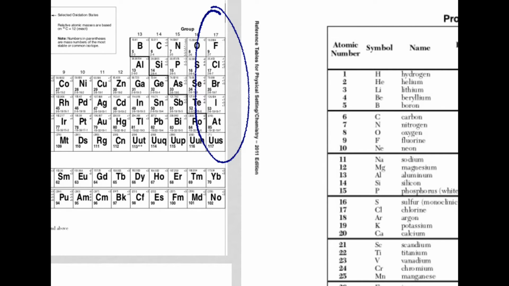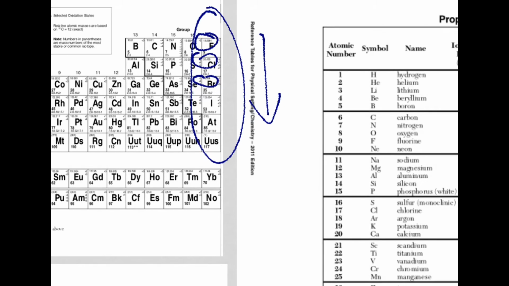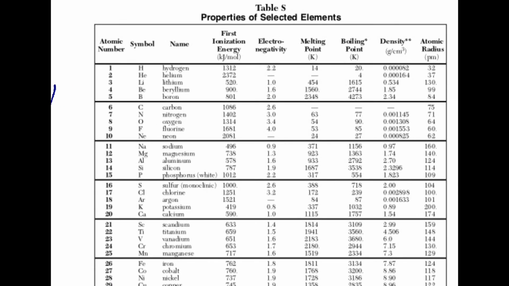All you need to do is take a look at the first 3 or 4 elements to see what's happening. As far as atomic mass, it's increasing as you go down the group. Next one, atomic radius. Well, the size of the atoms isn't here. You have to go to reference table S. Reference table S looks like this.